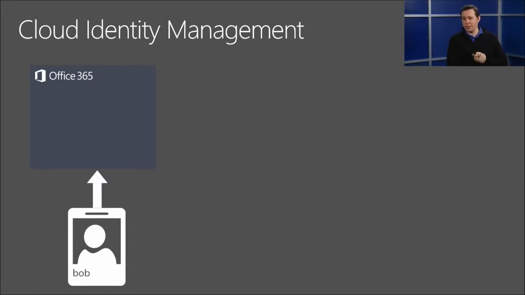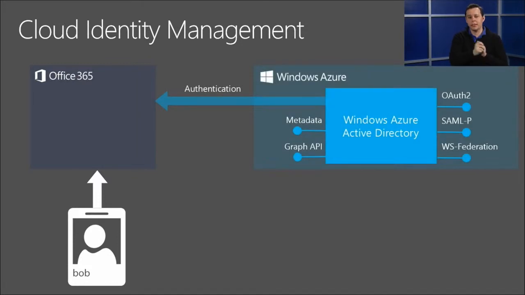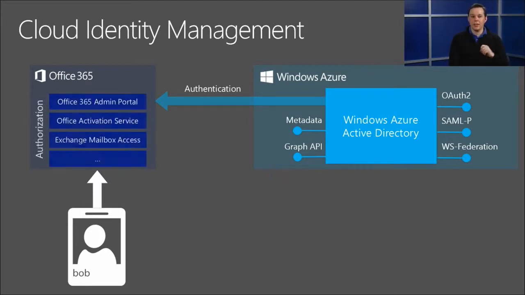Bob's trying to connect to Office 365, and what will happen is Office 365 will check Bob's credentials against Windows Azure. So Windows Azure is the thing that's authenticating Bob to be who he says he is. And once we know Bob is who he says he is, then all the Office 365 services can authorize him to use certain things. While Windows Azure has that authentication model that proves who Bob is, it's still Office 365 that tells us what Bob's allowed to access.